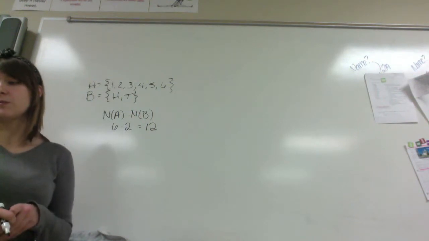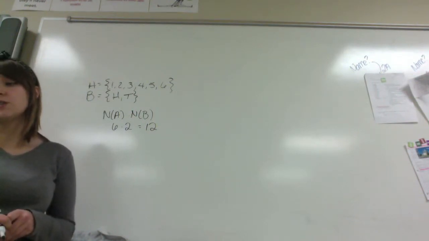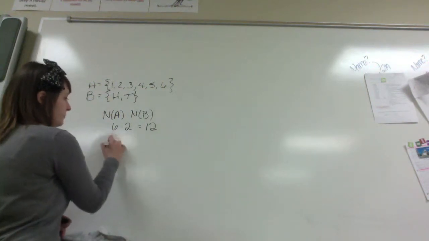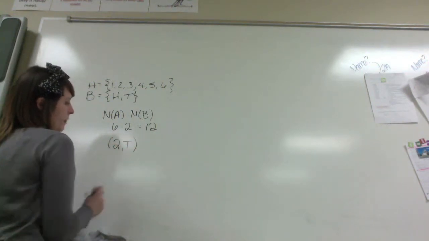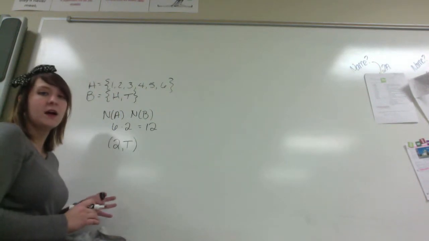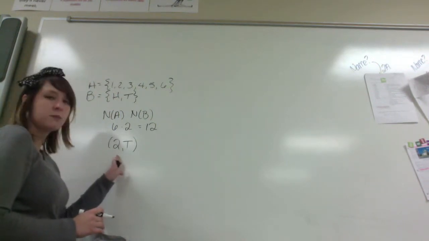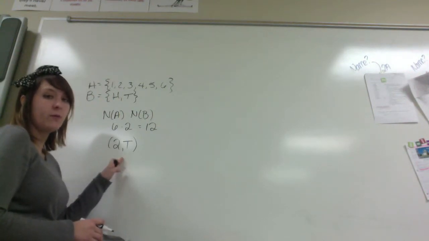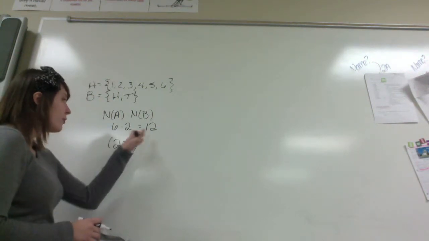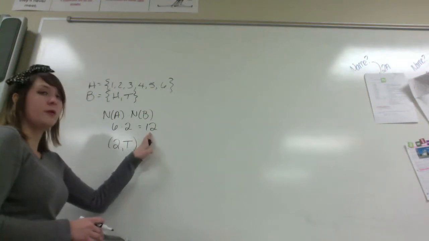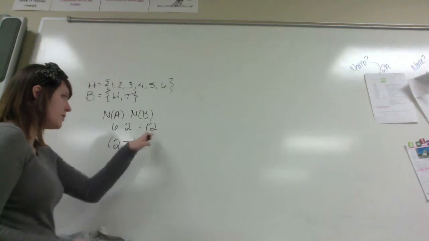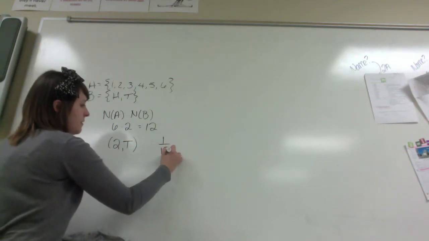And then it says, what is the probability of choosing a 2 and a T? Okay, so I want a 2 first and then a T. Well, if I have that, I know that that's just one possible way that I could get one element from A and one element from B out of my total number of outcomes, which is 12, so 1 out of 12 would be that probability.